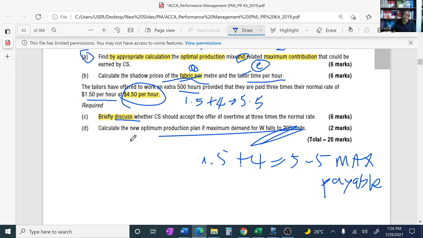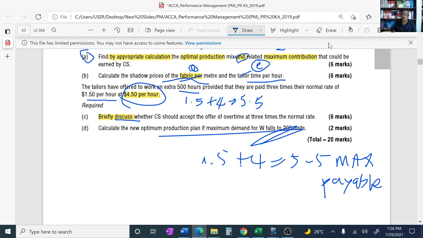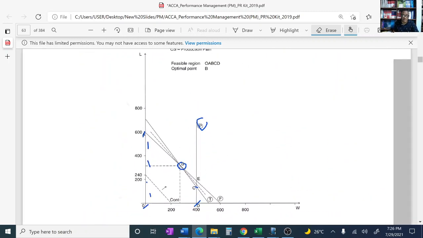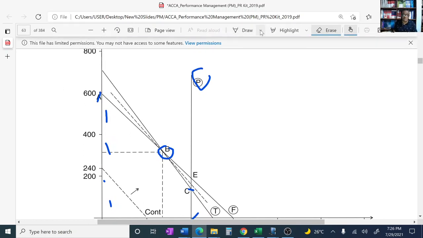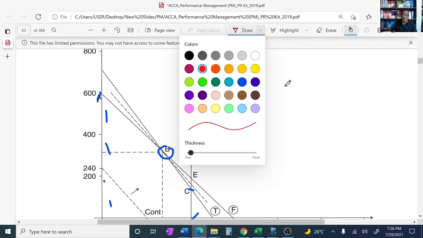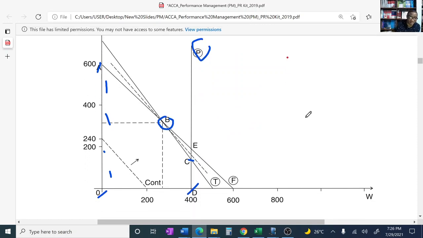Then the last one says, calculate the new optimum production plan if maximum demand for W falls to 200 units. So here I'm going back to the diagram to see what exactly that means. So let me just change the color here. We are done here and see. So the maximum for W was 400. Now, if it falls to 200, where this 200 is, then it means that this line will move here. The line P will now come all the way to 200.